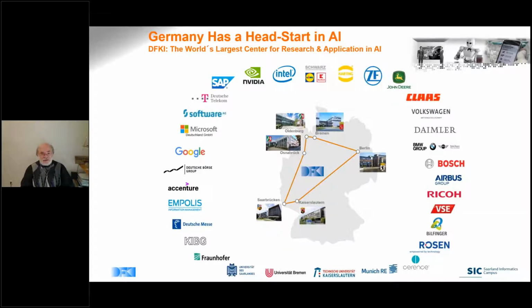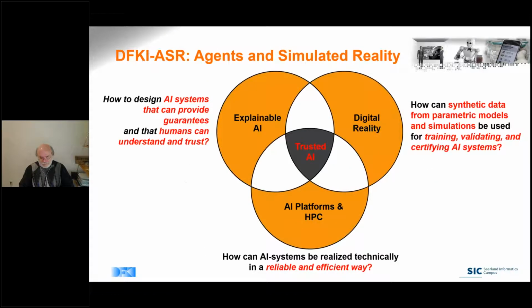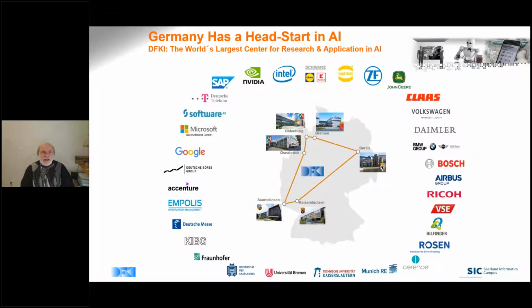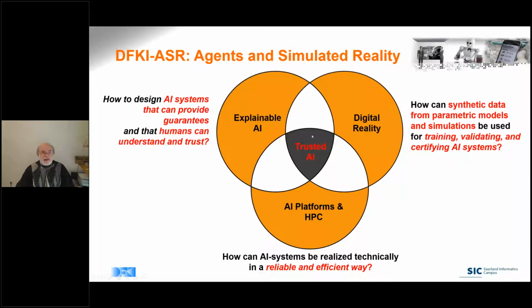And we have these 6 sites across Germany, and we're actually in the process of adding a few more to that. So I'll go through that quickly because it's just a little bit of background. My own work area is in what we call trusted AI.